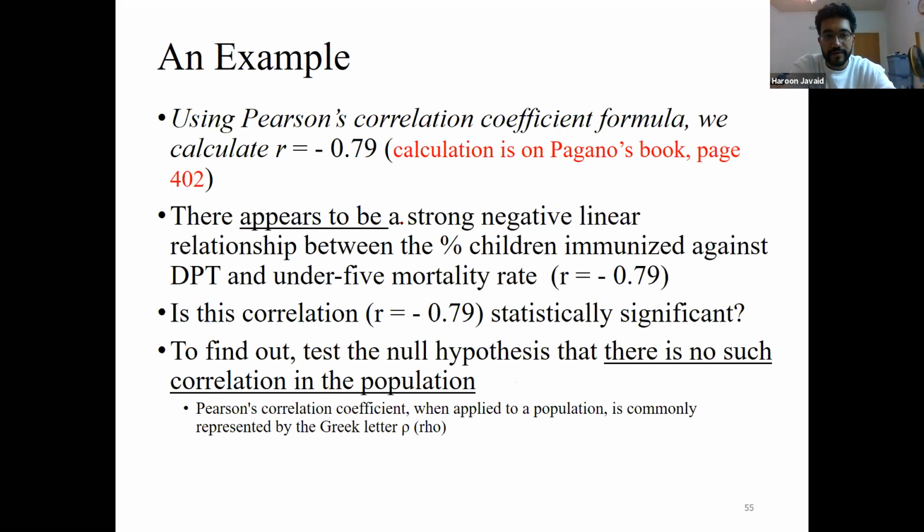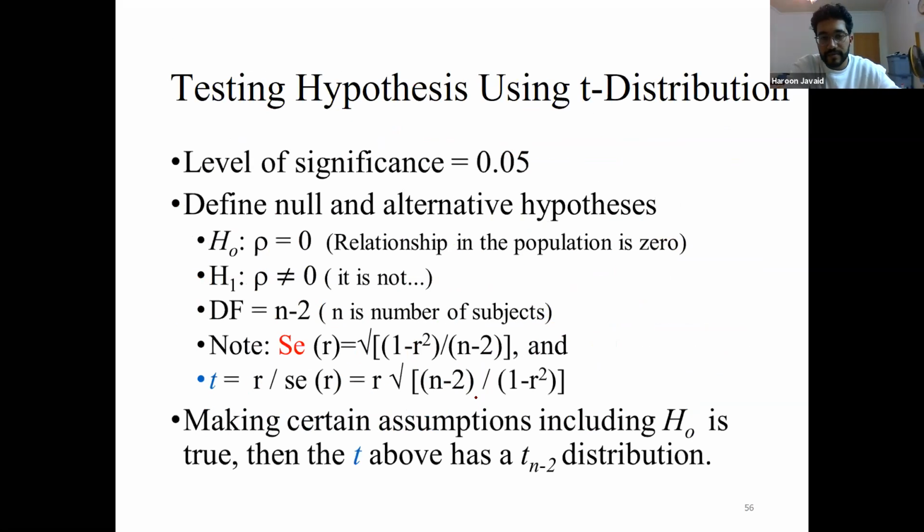So over here they calculated the R, okay? And after they calculated the R, they said it appears to be a strong negative linear relationship, and so on. So they only got this much. Now, is it statistically significant or not? The null hypothesis they took was, there is no such correlation in the population, okay? So that's H0: ρ = 0.